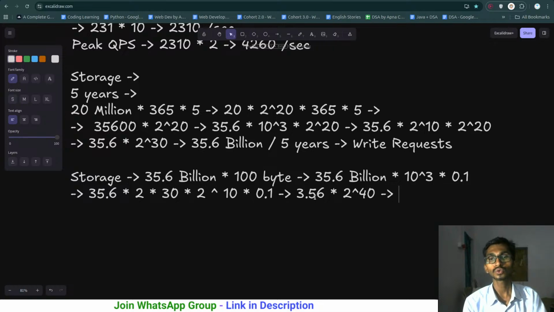Now, how much is 2 to the power 40? That's 2 to the power 10 kilobyte, 2 to the power 20 million megabyte, 2 to the power 30 gigabyte, that's billion, and 2 to the power 40 trillion, that's terabyte. Sorry, terabyte, not petabyte. So this is how it's gonna be going on.